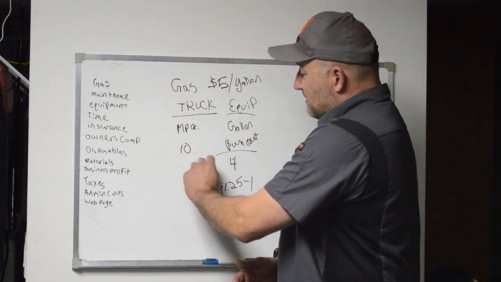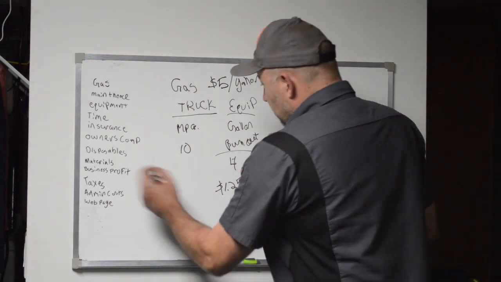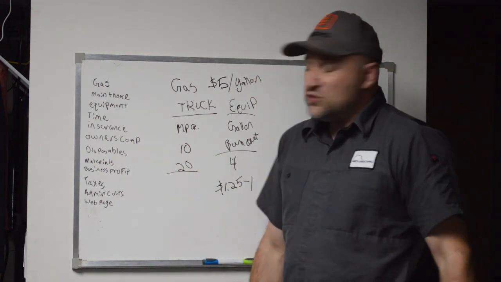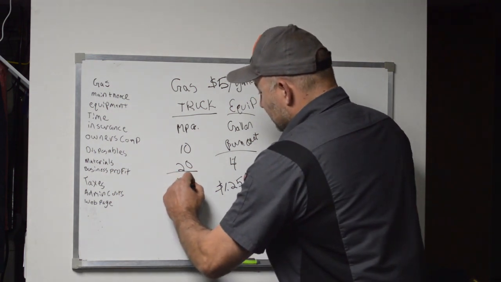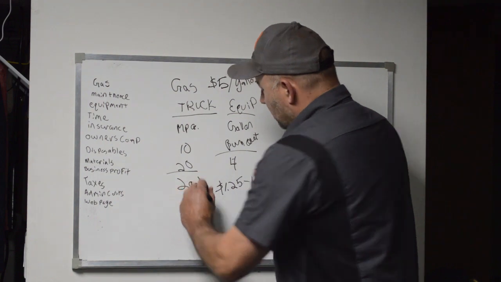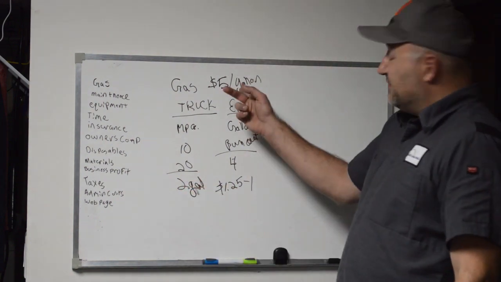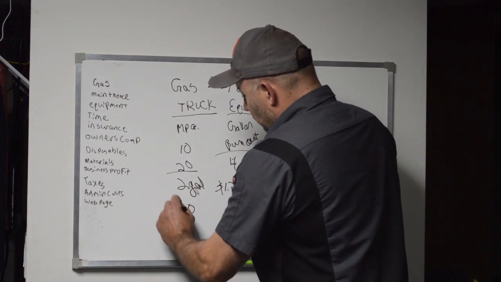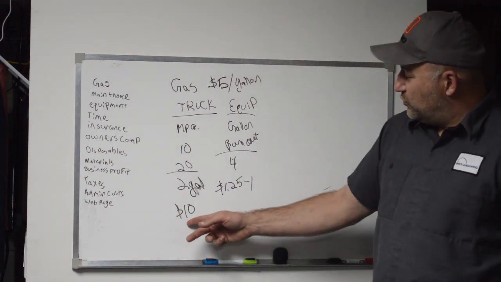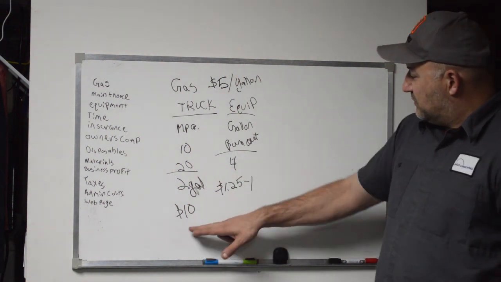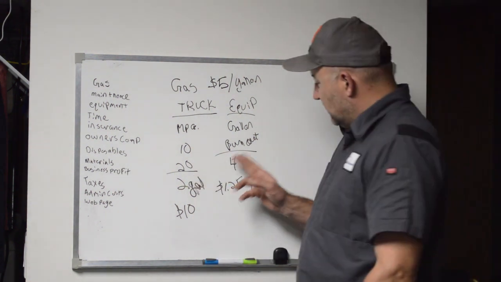If you know you're getting 10 miles per gallon and you've driven, let's say, 20 miles, we know we've used 2 gallons of gas. At $5 a gallon, now we know what we need to charge the customer. We know that in our day of 4 jobs, we spent $10.